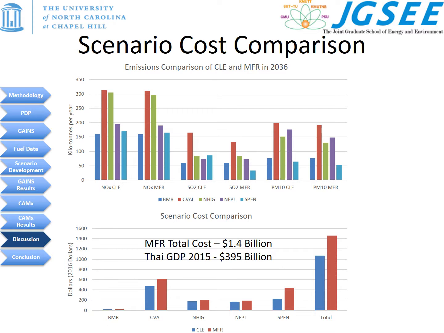Shown here is a cost comparison of the two emission control scenarios. The CLE, costing approximately $1.1 billion per year based on the 2016 dollar, represents an insignificant change from the present because this scenario maintains the status quo. The MFR, with effective reductions of several pollutants, costs $1.4 billion per year. Compared to the GDP of Thailand, which was $395 billion in 2015, this is not an outrageous cost, but it's also not insignificant. Given limited resource availability, different allocations of control strategies to regions where they are more effective would better utilize resources and help minimize costs.